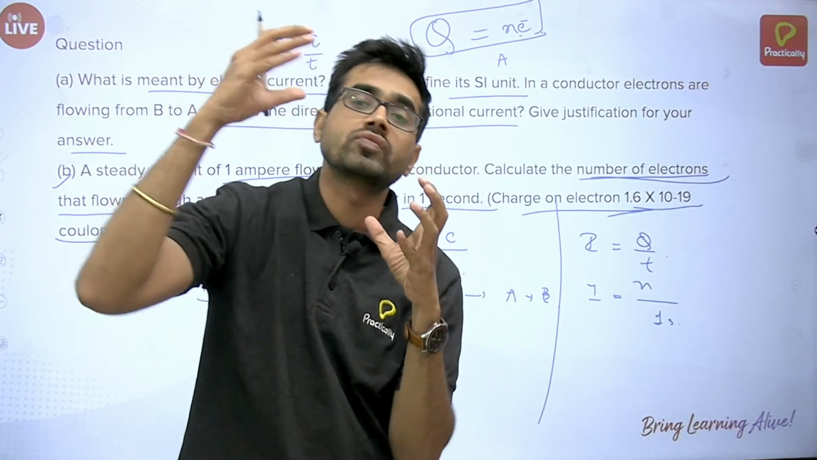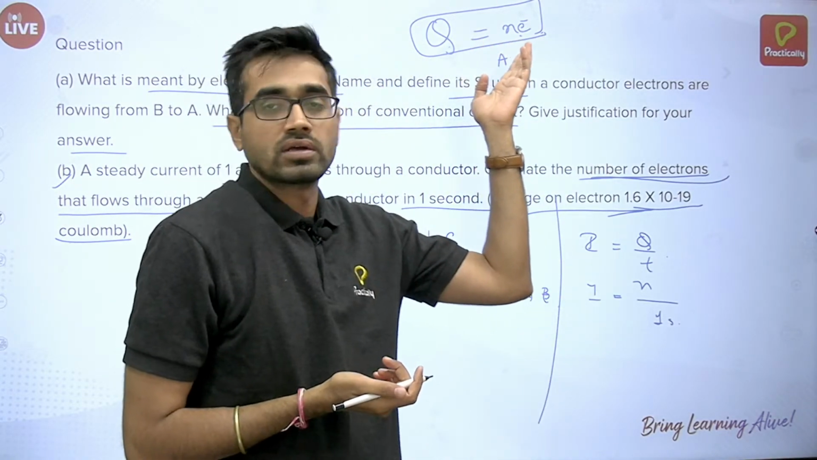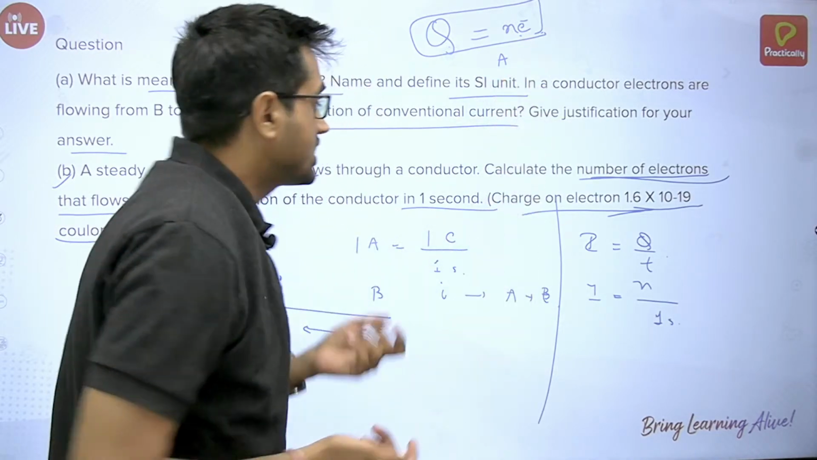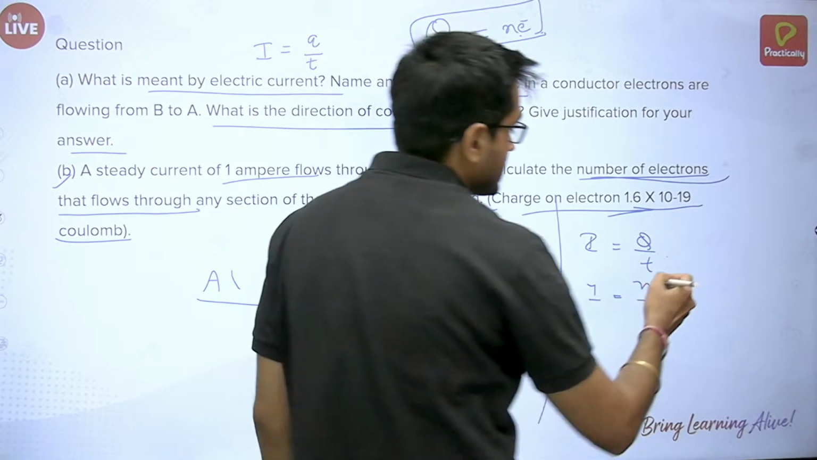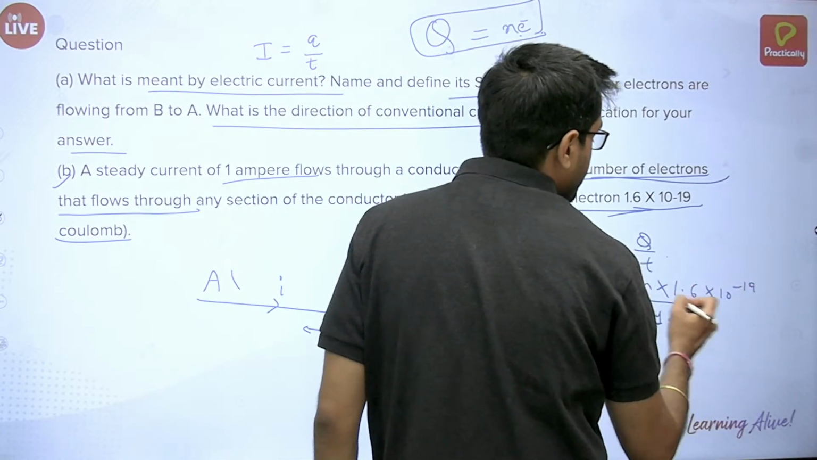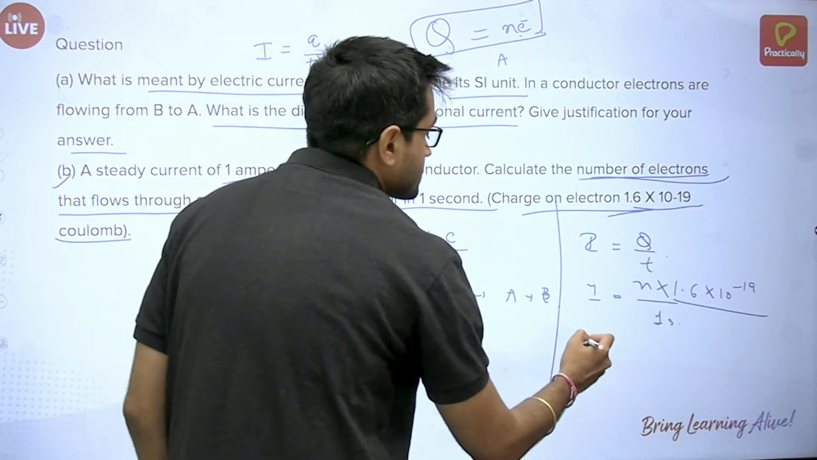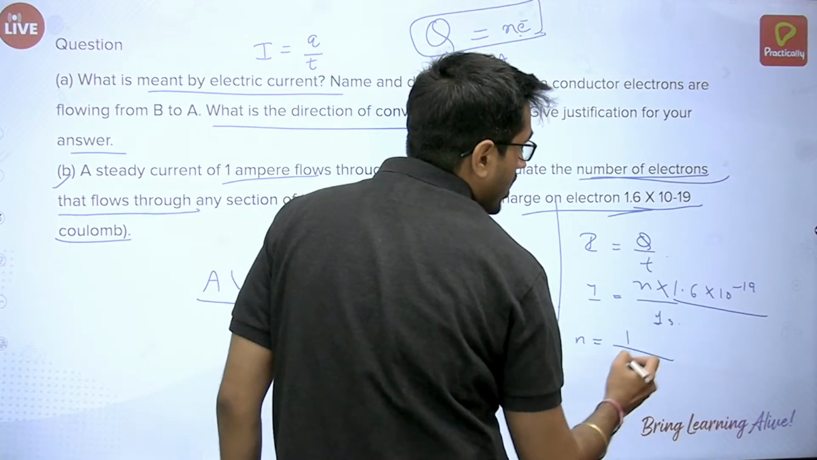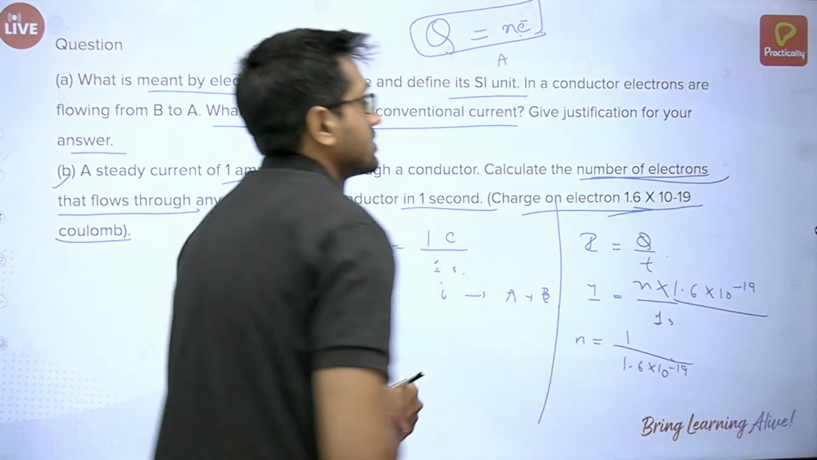The total charge will be the multiplication of the number of electrons with the charge on 1 electron. That will be the total charge. Of course, it's so common. That's why I just write down that Ne. Now this means I will write N times the charge on 1 electron, which is 1.6 into 10 to the power minus 19 coulomb. Now I have to find N. Remember that N is 1 upon 1.6 into 10 to the power minus 19.